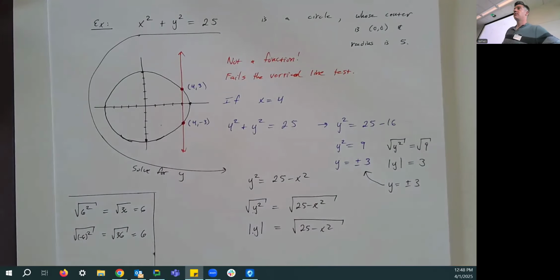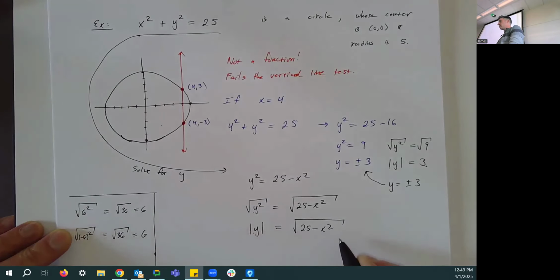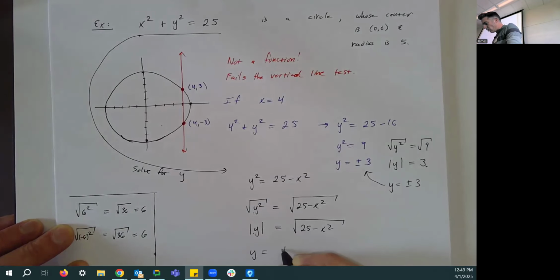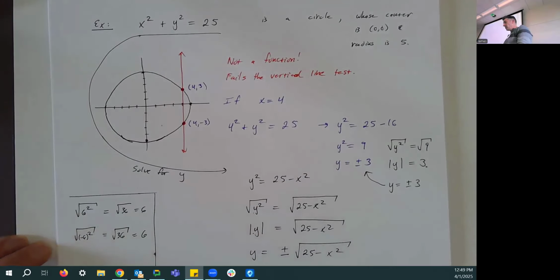Why would it be absolute value of y and not plus or minus? Well, the plus or minus is about to come out. If the absolute value of y is equal to 3, then y could have been 3, because the absolute value of 3 is 3. But y also could have been negative 3, because the absolute value of negative 3 is also positive 3. So the plus or minus just ends up on the other side. Instead of plus or minus y equal to the square root of 25 minus x squared, we get y equal to plus or minus the square root of 25 minus x squared. And that's where we see the problem.